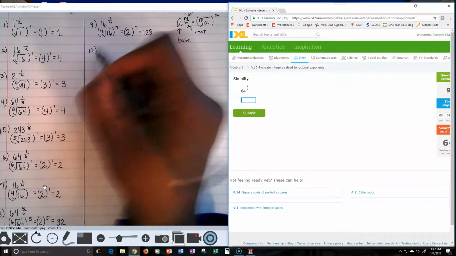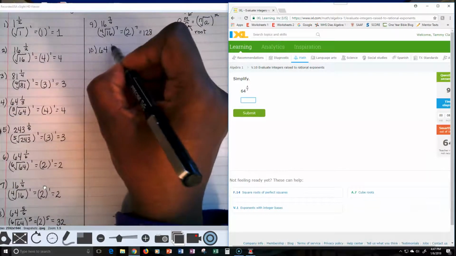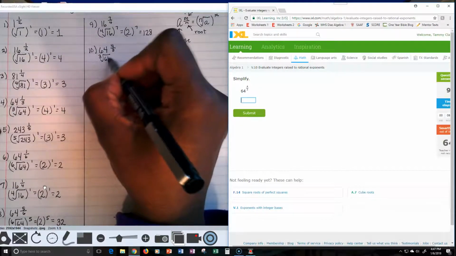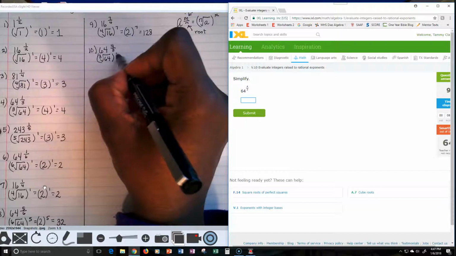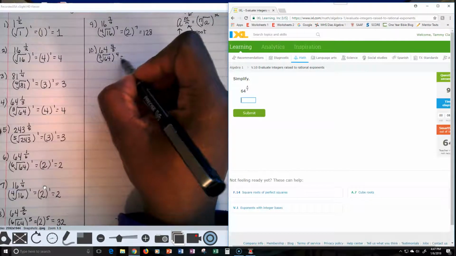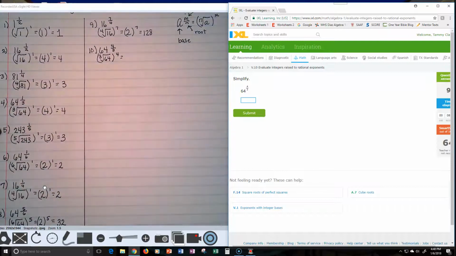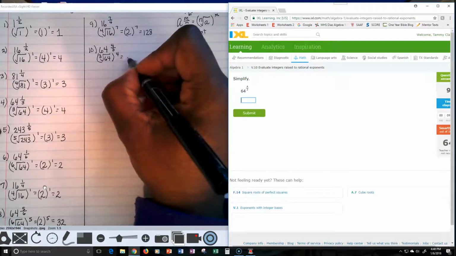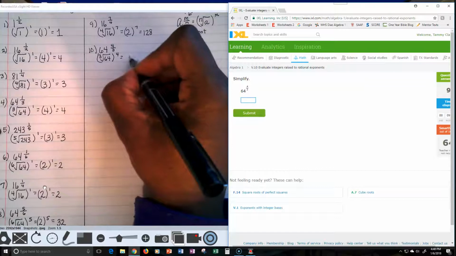Number 10 gives us 64 to the 4/3 power. So we're going to take the cube root of 64 and we're going to take that result and raise it to the 4th power. So the cube root of 64, of course, is not going to be 2 because it takes too many 2's to make 64. So 3 would not be it because 3 to the 3rd power is 27. So let's try 4. 4 times 4 is 16. 16 times 4 is 64. So the cube root of 64 is 4.